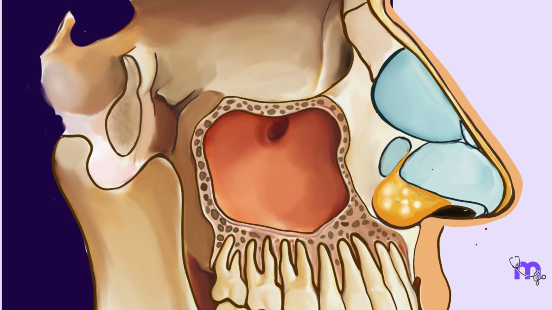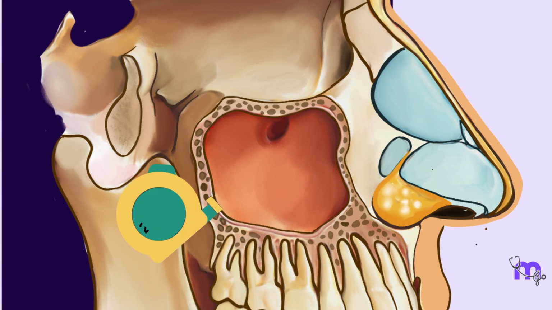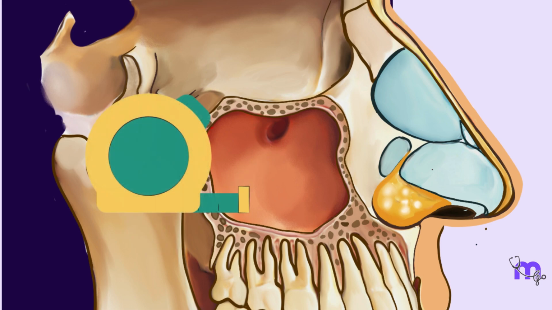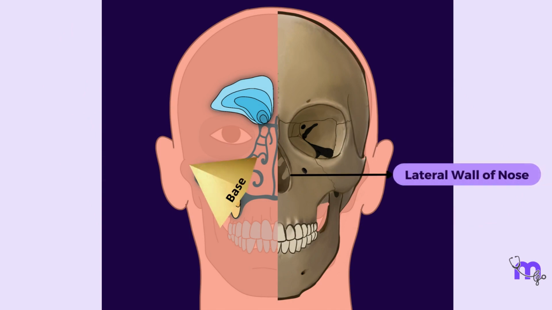The maxillary sinus has specific measurements with a vertical dimension of 3.5 cm, a transverse dimension of 2.5 cm, and an antero-posterior dimension of 2 cm. It has a pyramidal shape with the base directed medially towards the lateral wall of the nose and the apex laterally towards the zygomatic bone.